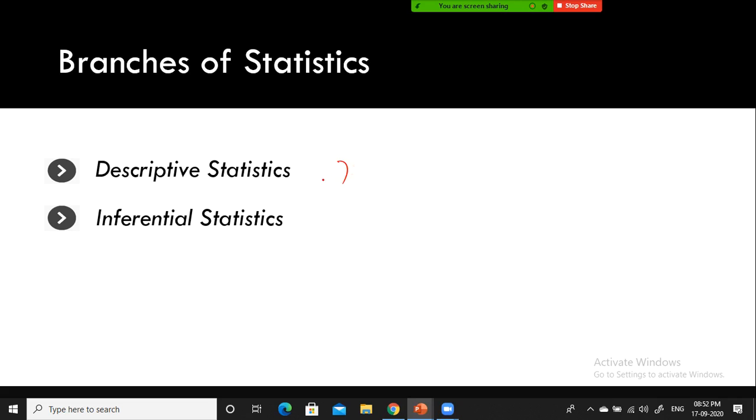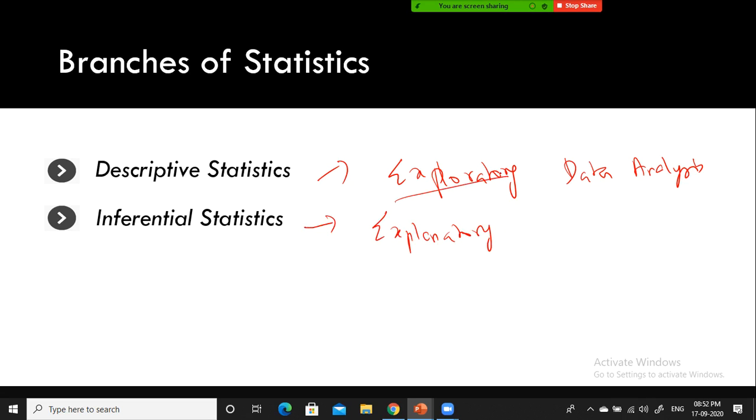Okay, descriptive statistics is also called exploratory data analysis. And inferential statistics is called explanatory data analysis. Fine.